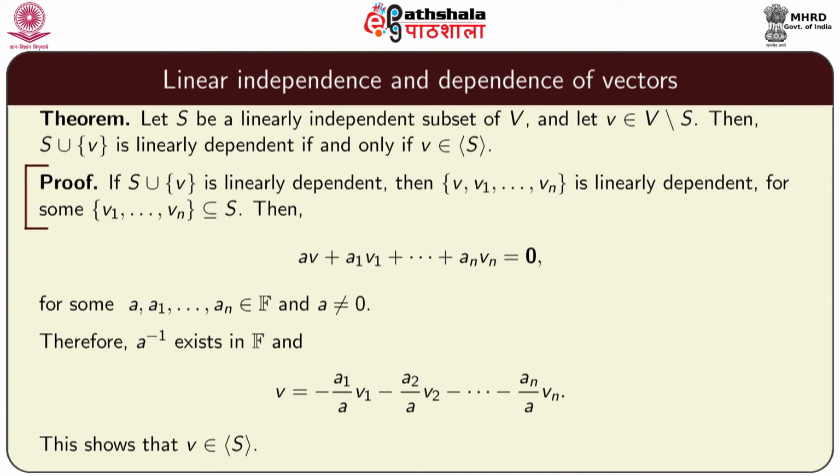Proof: if S union singleton v is linearly dependent, then the set v, v1, v2, etcetera up to vn is linearly dependent for some v1, v2, ..., vn subset of S. Since we know that S is a linearly independent subset of V, we have a non-trivial linear combination of v, v1, ..., vn giving rise to the 0 vector, which is a v plus a1 v1 etc. up to an vn is equal to the 0 vector, where a1, a2 etc. up to an are elements in the field F, and a must be non-zero.